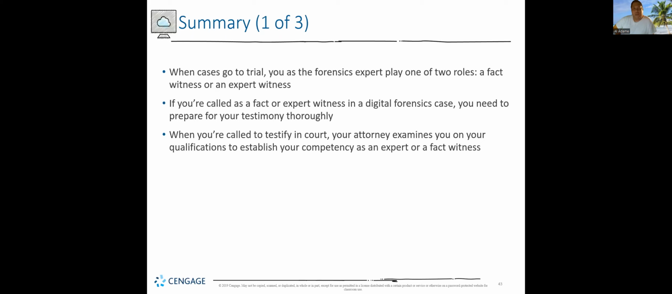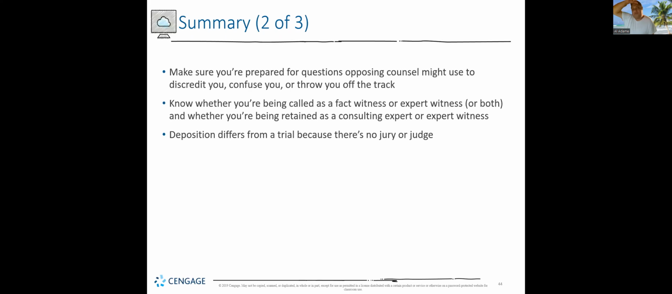When cases go to trial, you as the forensic expert play one of two roles, a fact witness or expert witness. If you're called as a fact or expert witness in a digital forensic case, you need to prepare for your testimony thoroughly. When you're called to testify in court, your attorney examines you on your qualifications to establish your competency as an expert or a fact witness. Make sure you're prepared for questions opposing counsel might use to discredit you, confuse you, or throw you off track. Know whether you're being called as a fact witness or expert witness or both, and whether you're being retained as a consulting expert or expert witness.